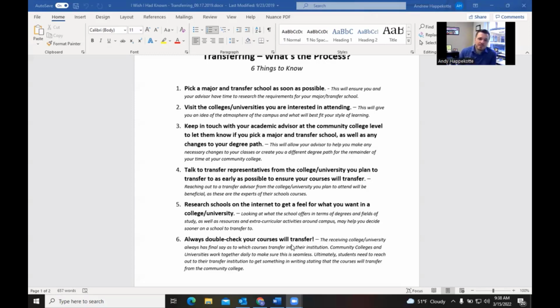So again, always double check with somebody. If you change your mind on your transfer plan, your four-year institution, your major, you've got to keep the lines of communication open, because that could alter the scope of some of the courses that we would encourage you to take or that would fit within your plan.